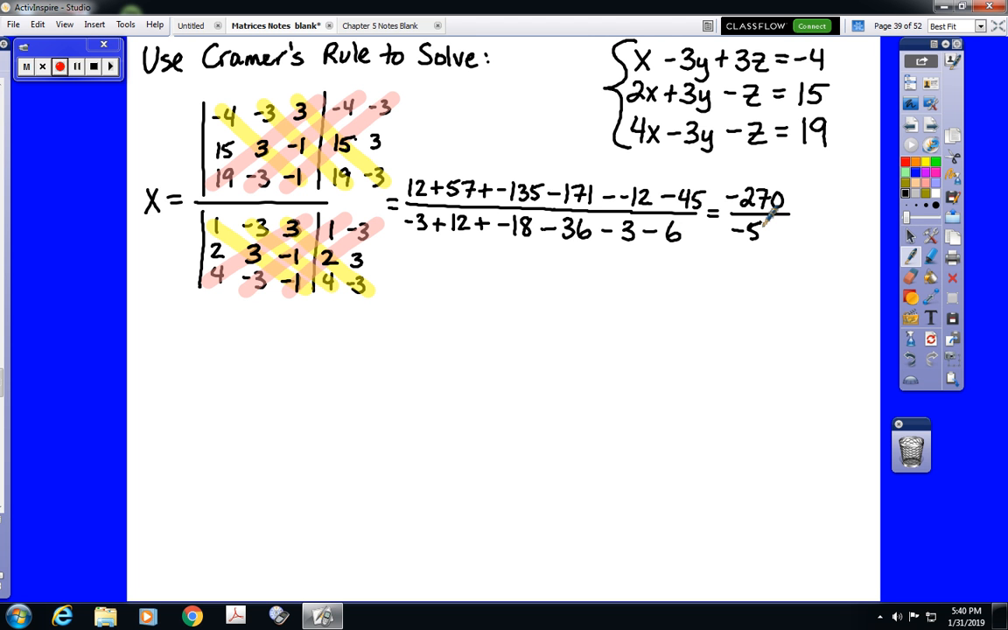That is negative 54. And then divide. Negative 270 divided by negative 54 tells us that x equals 5. Now we're not going to have room on this page to do all three of these, so I will do z on the next page. But y would be next.